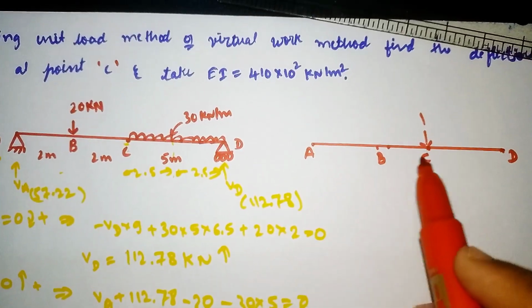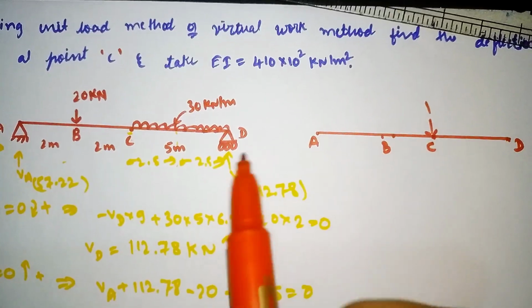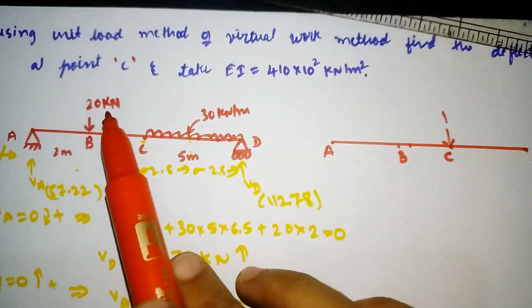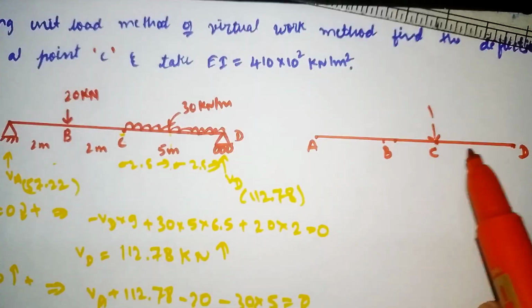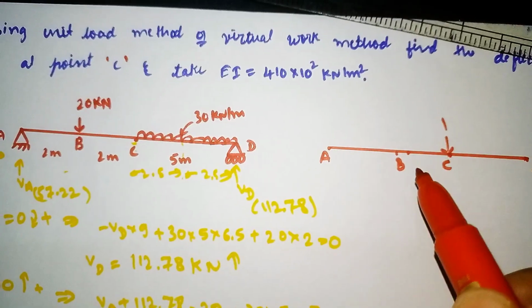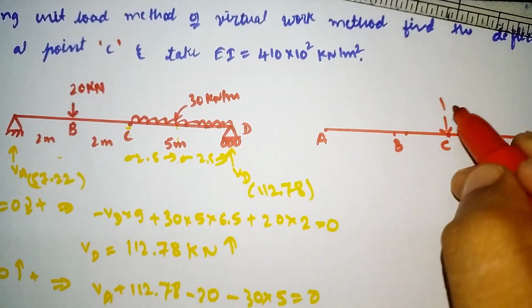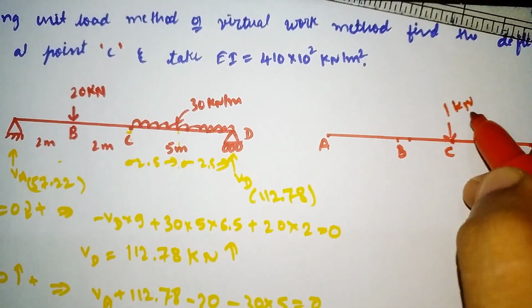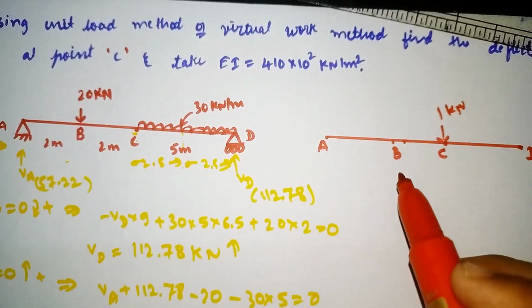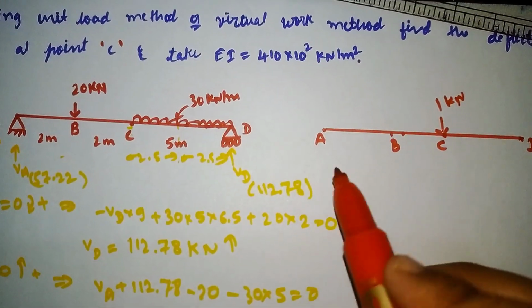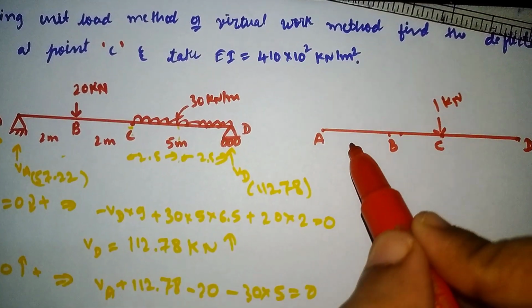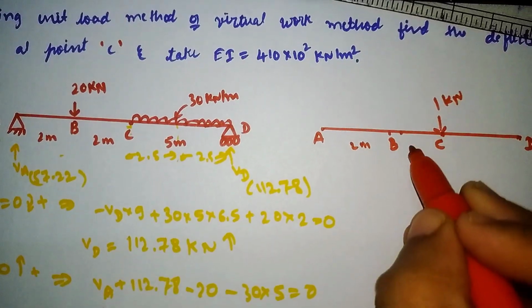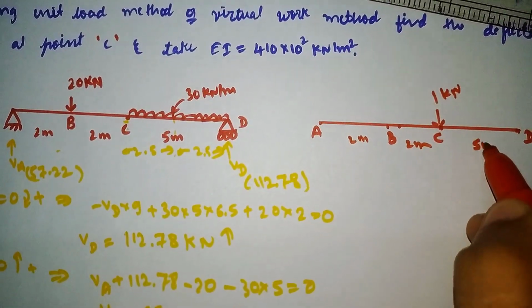So I have redrawn the diagram here. We need to remove all the external loads, the 20 kilonewton load and the UDL. So I have removed them. We only apply a unit load of 1 kilonewton at point C, by removing all the actual loads. From here to B the distance is 2 meter and here also 2 meter, and it is 5 meter.